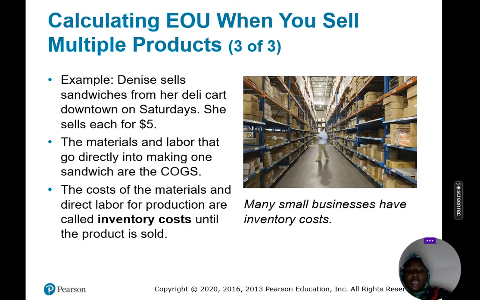Okay, now this is an example of Dennis. Dennis sells sandwiches from a deli cart downtown on Saturday. She sells each for $5. So the material and labor that go into making one sandwich are the COGS, which is cost of goods sold. The cost of the materials and direct labor for production are called inventory costs until the product is sold. Means the product is being managed.